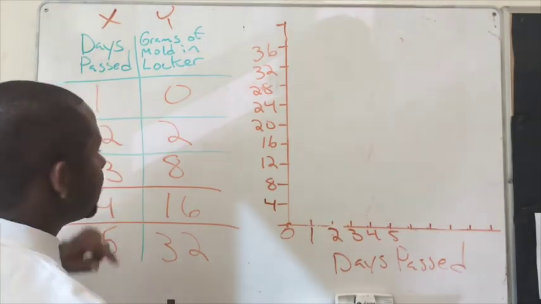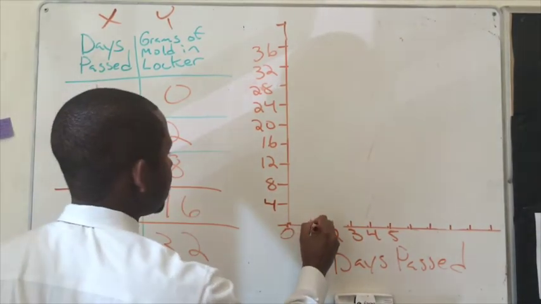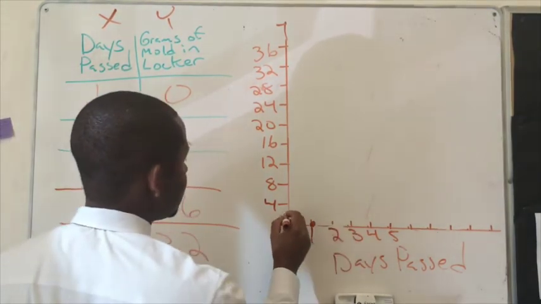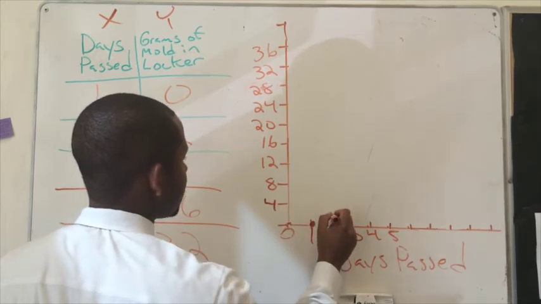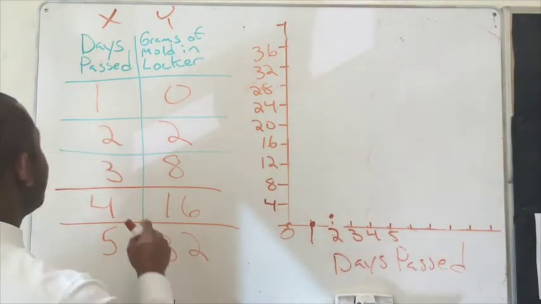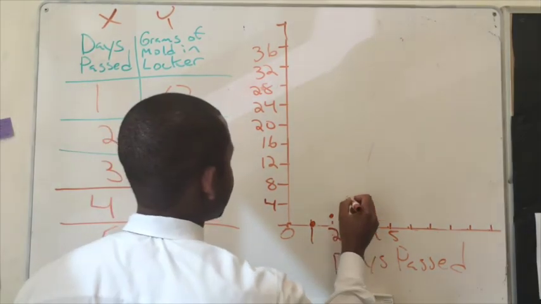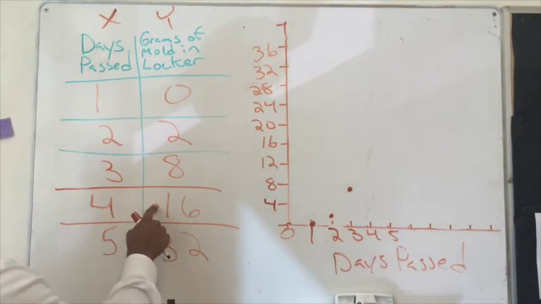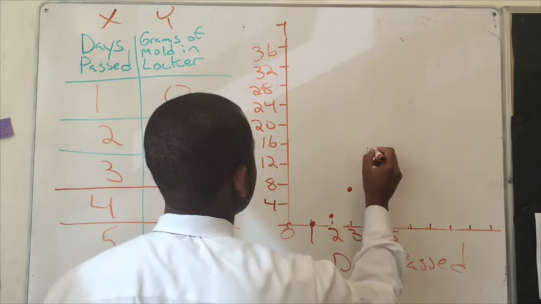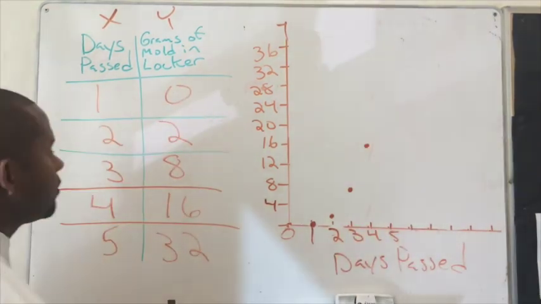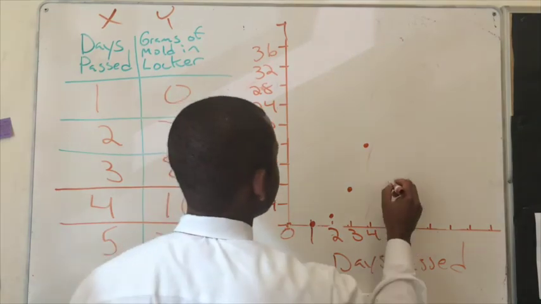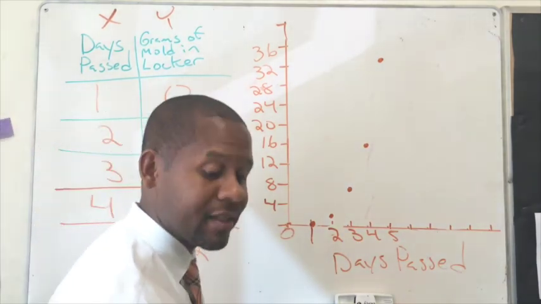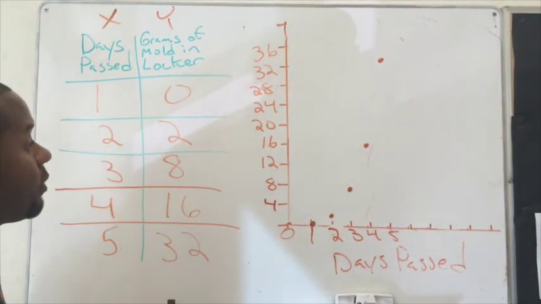Let's see. So my first one is 1 day, 0 mold. There's my first point. 2 days, 2 grams of mold. Notice 2 is halfway between 0 and 4, so I'm going to go 2 days, 2 grams of mold. 3 days, 8 grams of mold. Looks like so. 4 days, 16 grams of mold. Looks like so. And 5 days, 32 grams of mold. Looks like so. Notice I do not connect these points because it's not coming from an equation.